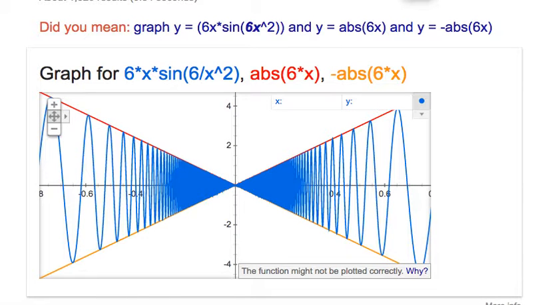And here it is with the absolute value function. So this red one is the absolute value of 6x, which you can see visually is always above our function. It also has a limit of 0 as x approaches 0. And the negative of the absolute value of 6x is down here, which is always below our function.